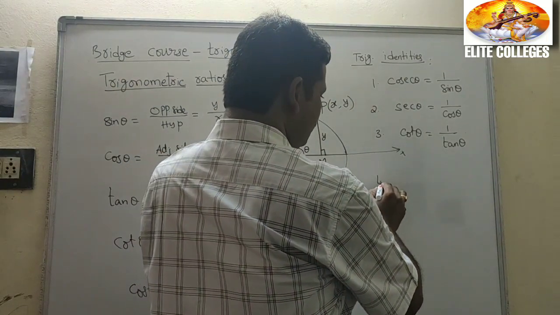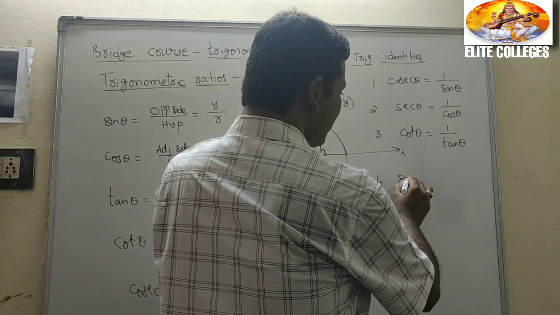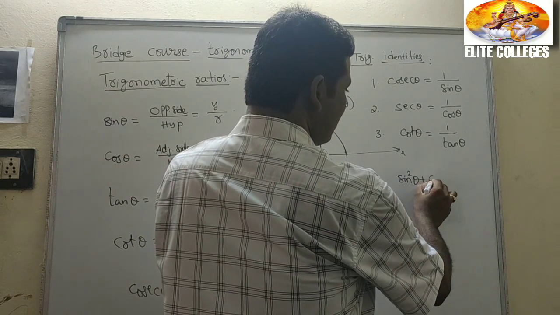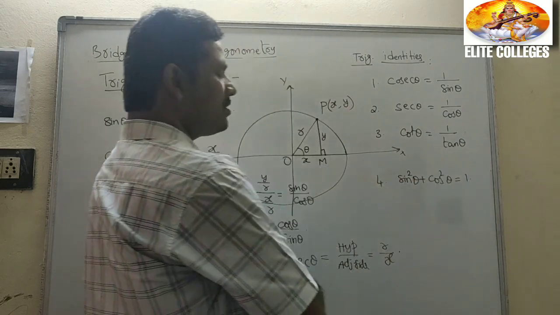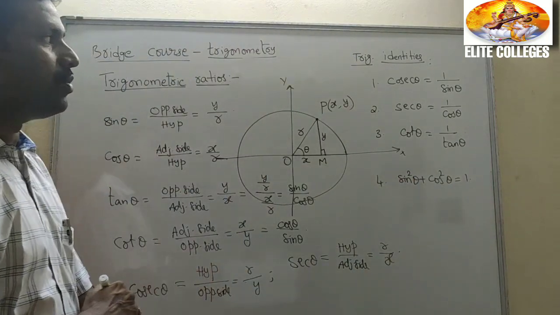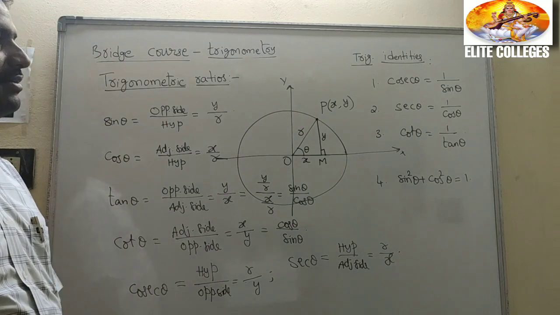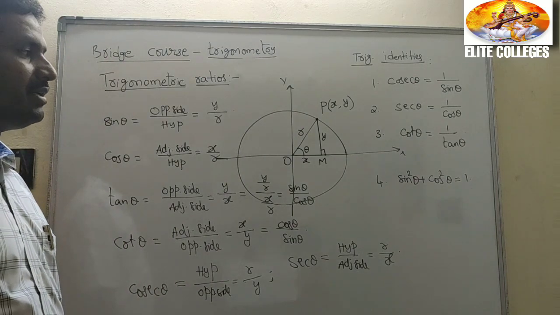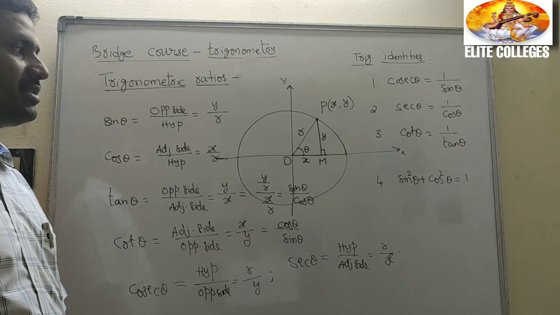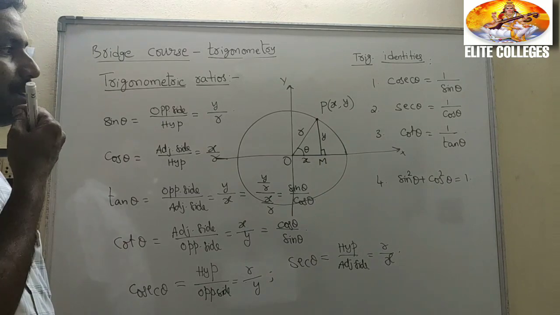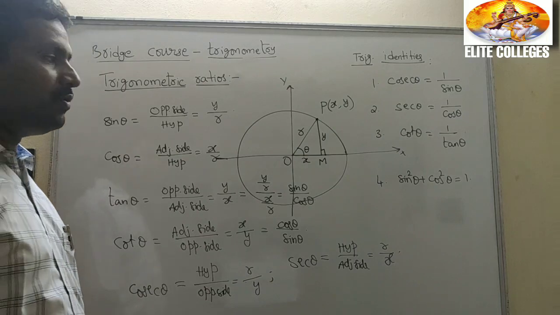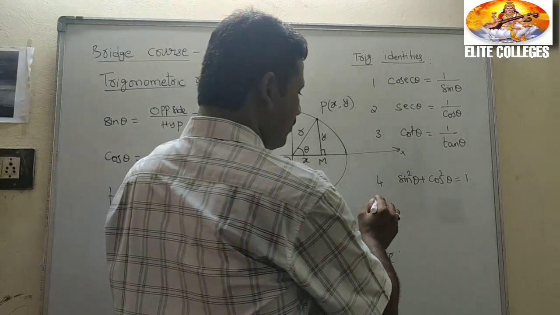Let us see this one: sin square theta plus cos square theta is equal to 1. So what does identity mean? That holds for any angle theta. Then we say that is the trigonometric identity. Sin square theta plus cos square theta equal to 1. Can you prove this one?